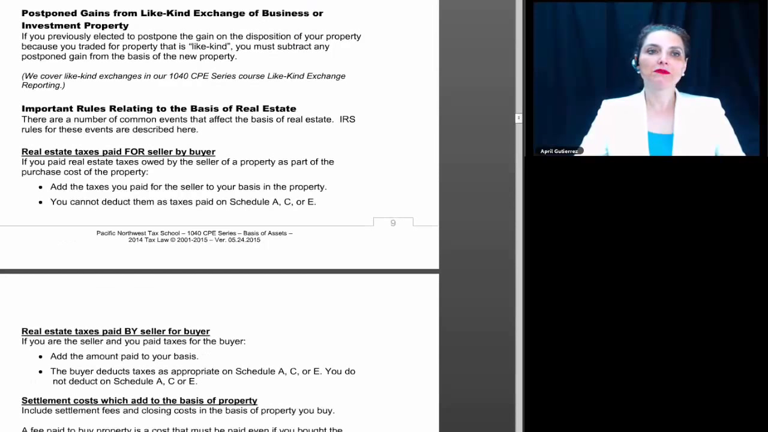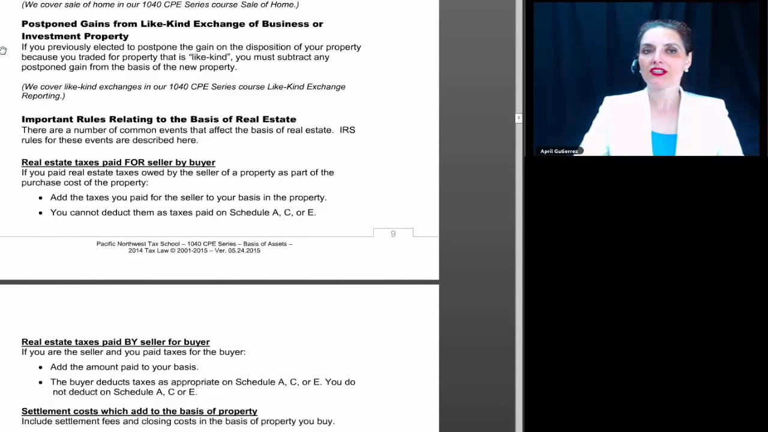Next topic is postponed gains from like-kind exchanges of business or investment property. And postponed gains on like-kind exchanges work very similarly to what I just described on postponed gain on the sale of a home. But the difference here with like-kind exchanges is that there has to be a trade of one piece of business property for another piece of business property, and they must be like-kind.